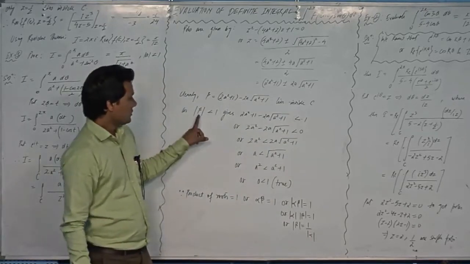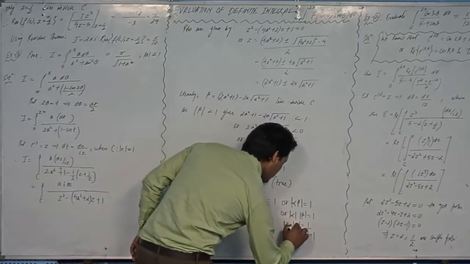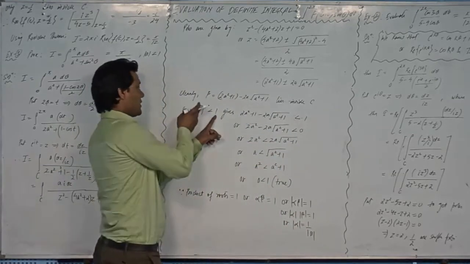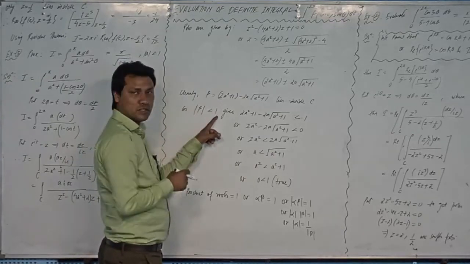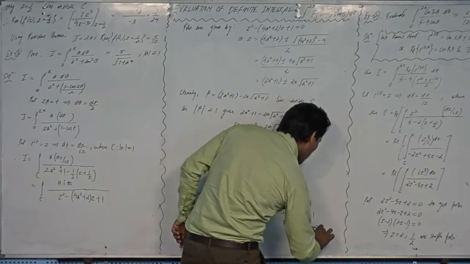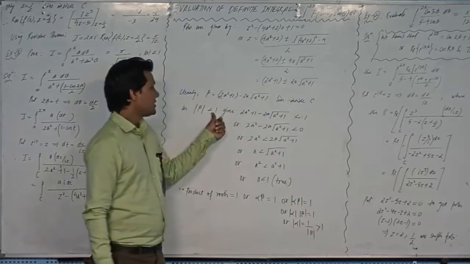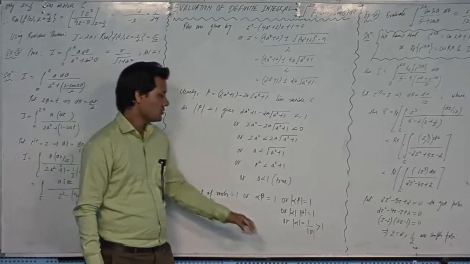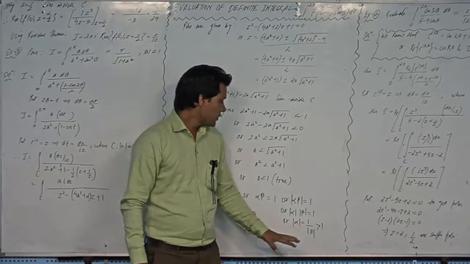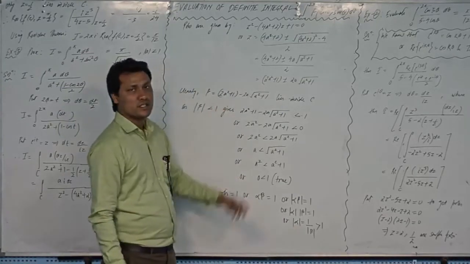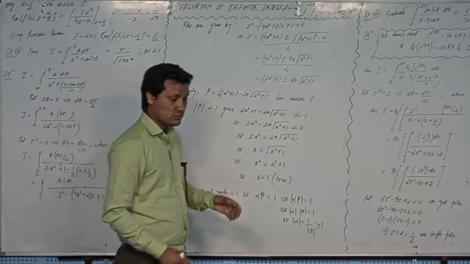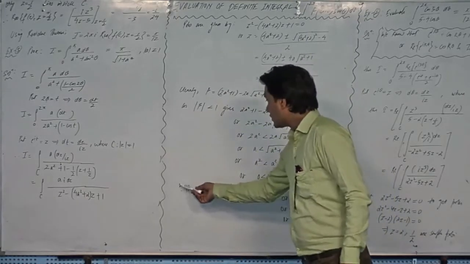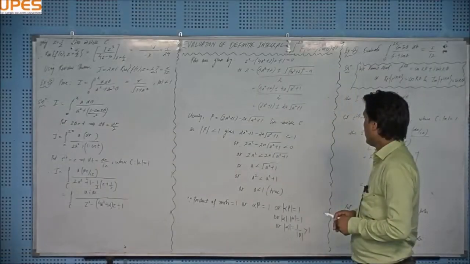Since you know that mod of beta is less than 1, the reciprocal of mod beta will be greater than 1. Because mod beta is less than 1, if you take the reciprocal, you will get 1 by mod beta greater than 1. So this is what we got. So alpha lies outside C and beta lies inside C. This is a small proof for alpha, in order to prove that alpha is really lying outside your circle. You can use this fact in the previous examples also.